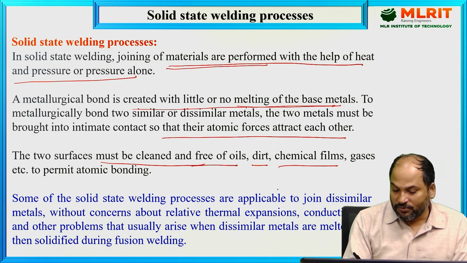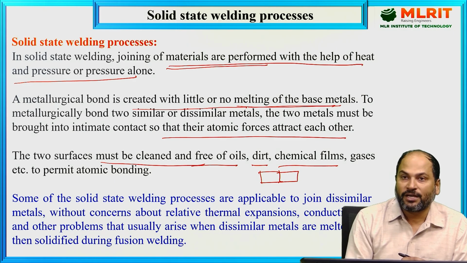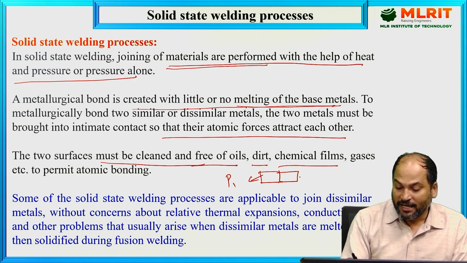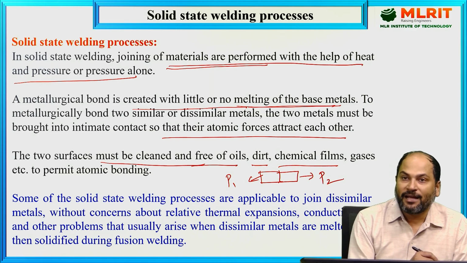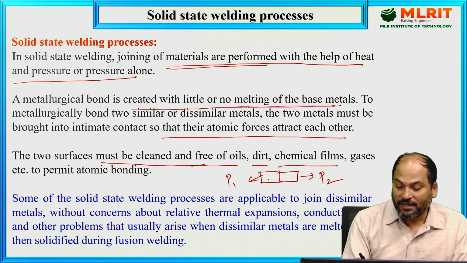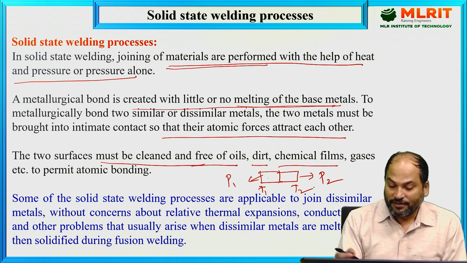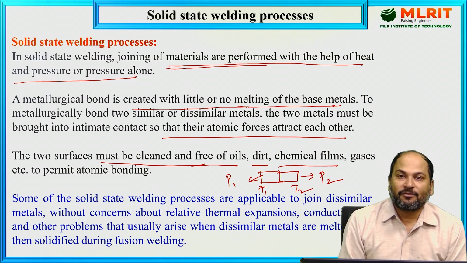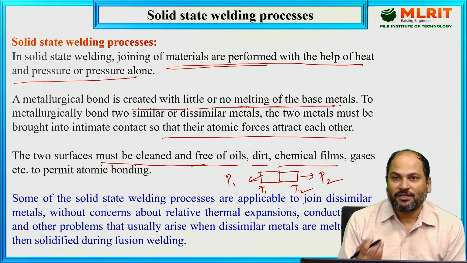For example, suppose I am taking one piece and another piece that I have to weld together. If this is one type of material, suppose P1, and this is a P2 material, and both have different natures. Suppose their physical properties are different. This has a melting temperature of, for example, T1, and this has a melting temperature of T2. Then if we are using a welding process to join these two, how much heat are we going to provide to melt the material? It will be very difficult.